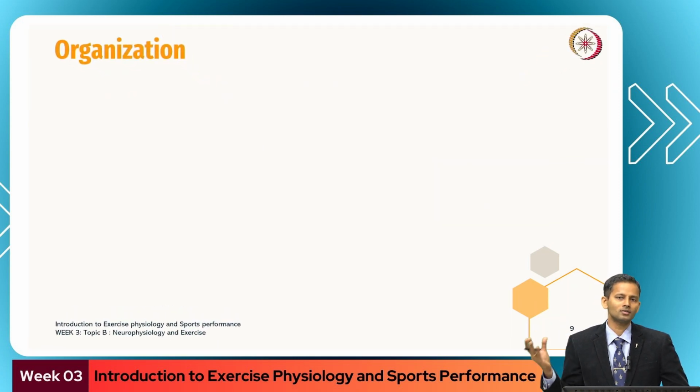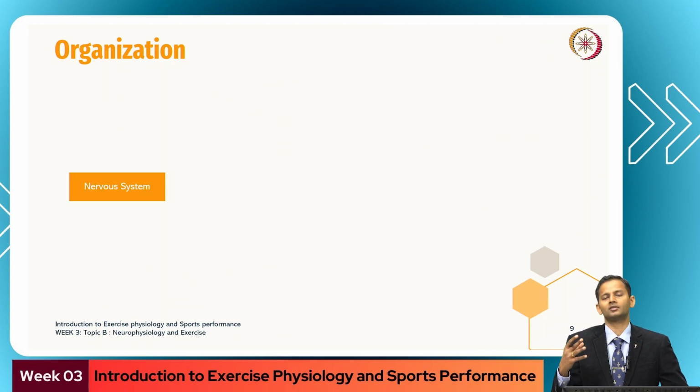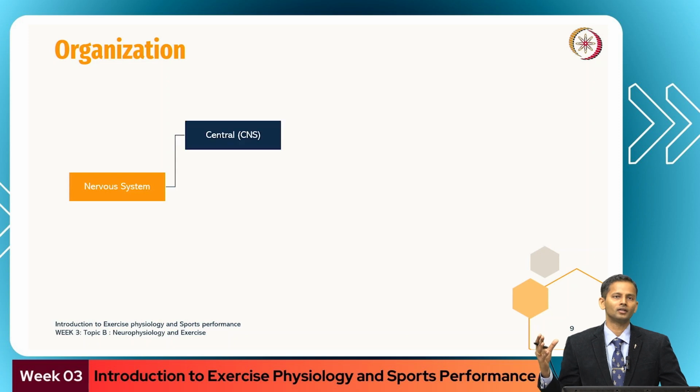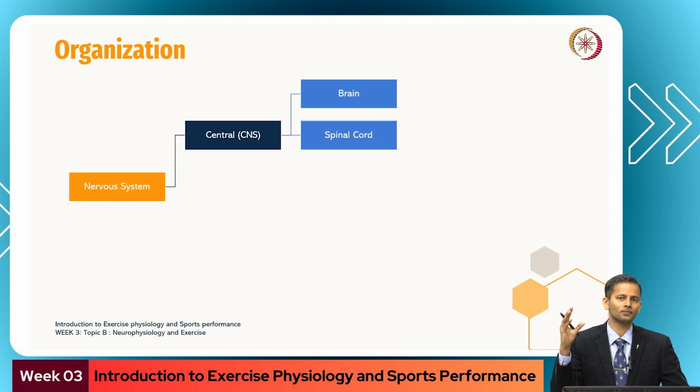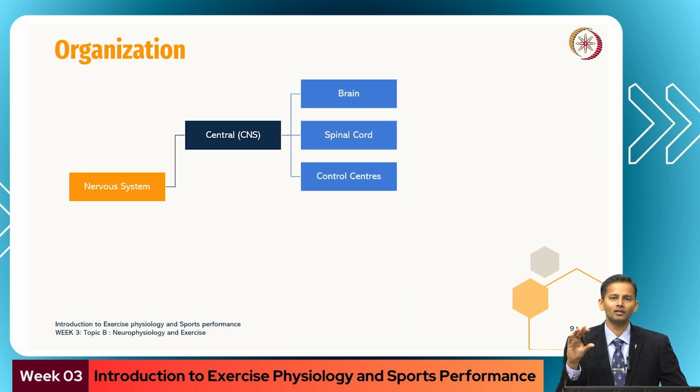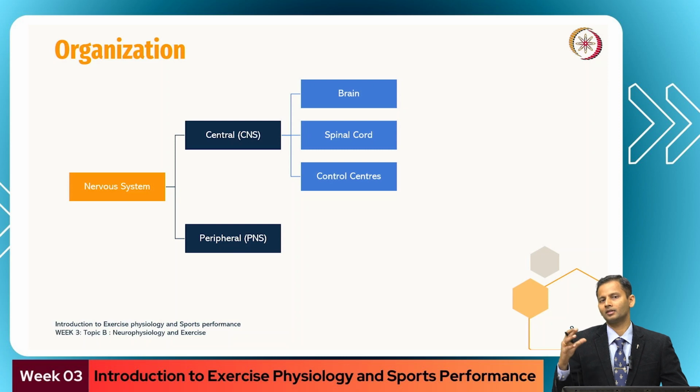So what is the organization of the nervous system? Let's see how the nervous system is broadly divided. For ease of understanding, the nervous system is broadly divided into central nervous system and peripheral nervous system. The central nervous system is the main part of the central processing unit. It contains the brain, the spinal cord and the various control centers in the brain and spinal cord. Subsequently, you have the peripheral nervous system.